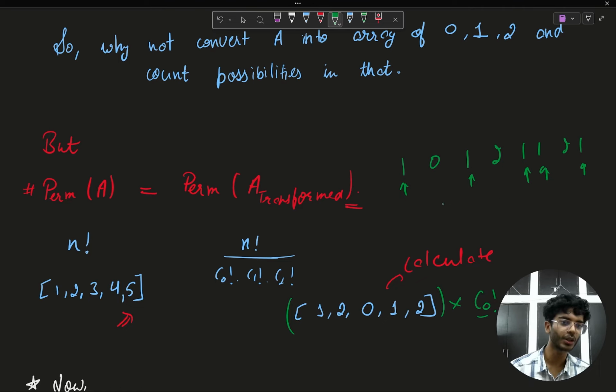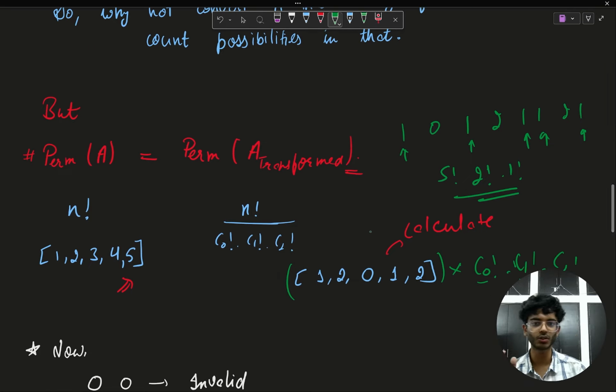So there are 5 factorial ways to rearrange these ones. Then there are 2 factorial ways to rearrange these twos, and 1 factorial ways to rearrange this zero. And this is the number of ways we can get, which will convert to the number of good arrays we can get from this transformed array to the normal array. So we're going to work on this transformed array from now, and in the end, whatever answer we get, we're going to multiply it with this thing. That's it.